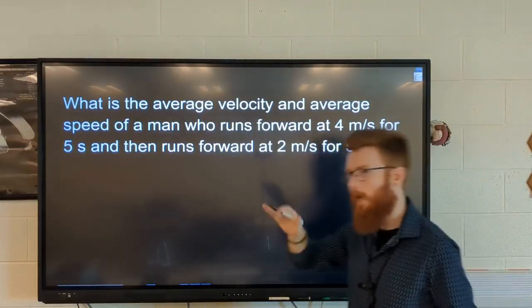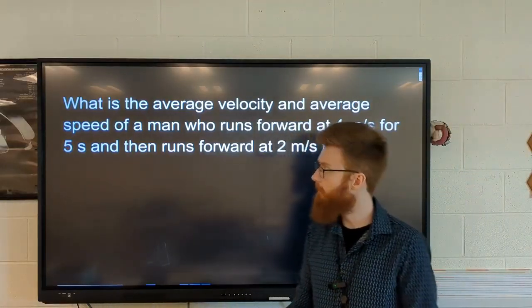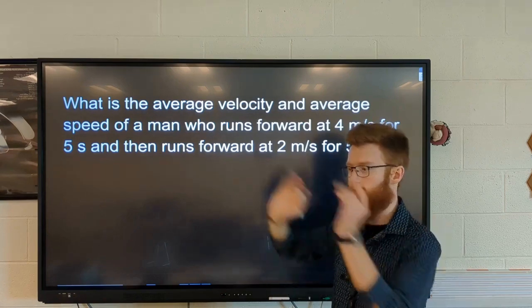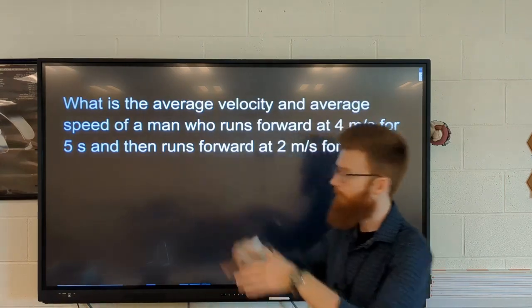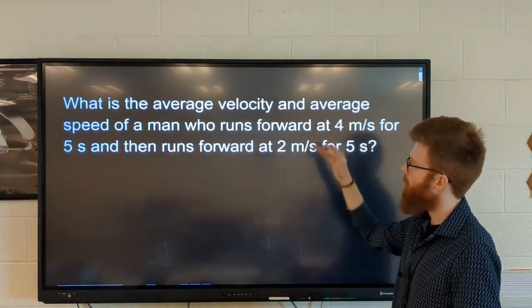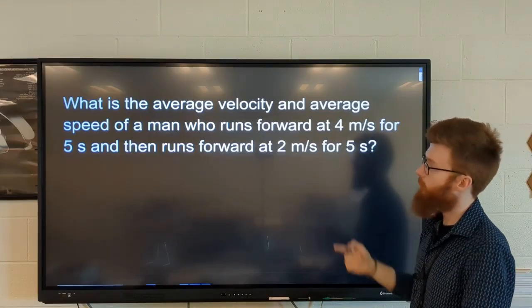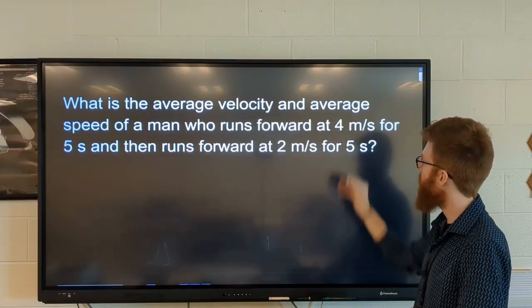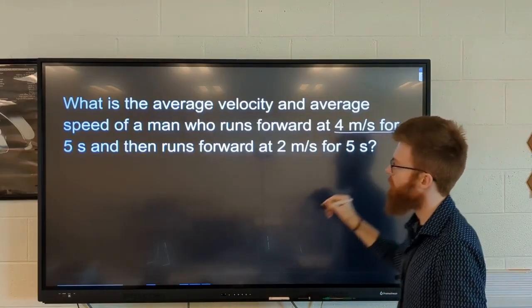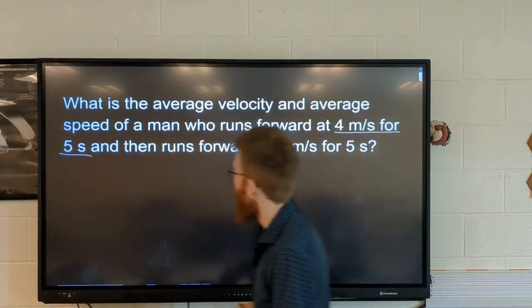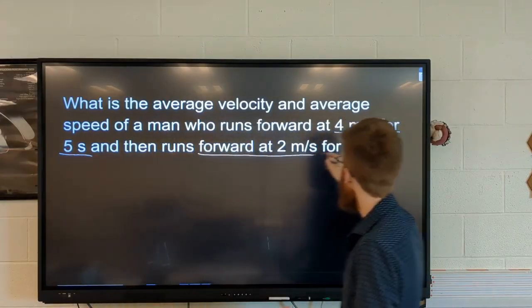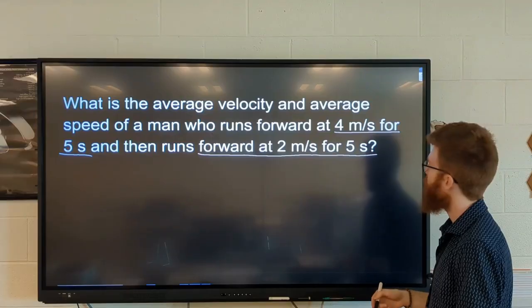This is actually one of the more complicated types of questions you'll see regarding velocity, but I thought, let's just throw ourselves into the deep end and figure it out as we go. So what is the average velocity and average speed of a man who runs forward at 4 meters per second for 5 seconds and then runs forward at 2 meters per second for 5 seconds?